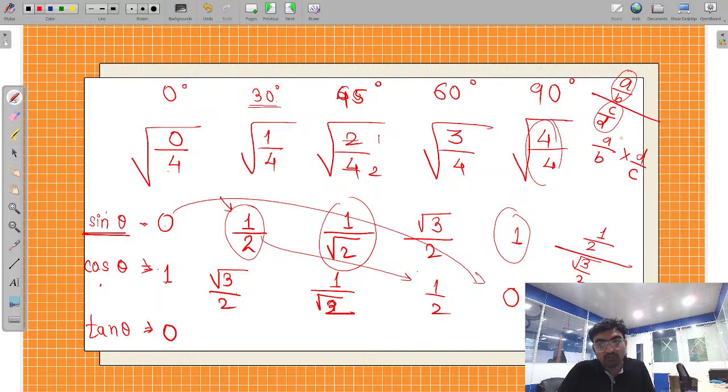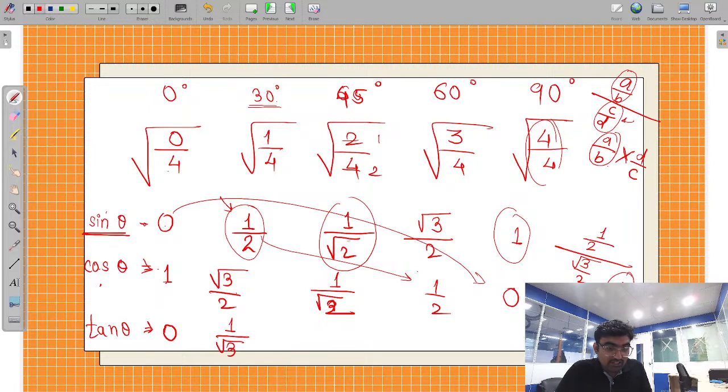Correct? So now what we can do, we will write the first ratio as it is, and we'll multiply by the reciprocal of the divisor ratio. Correct? So if we do the same thing here, we'll get 1 by 2 into 2 by root 3. Correct? So 2 gets cancelled and we get 1 by root 3. Correct? So for tan 30 we are getting the standard ratio as 1 by root 3. Clear? Good.